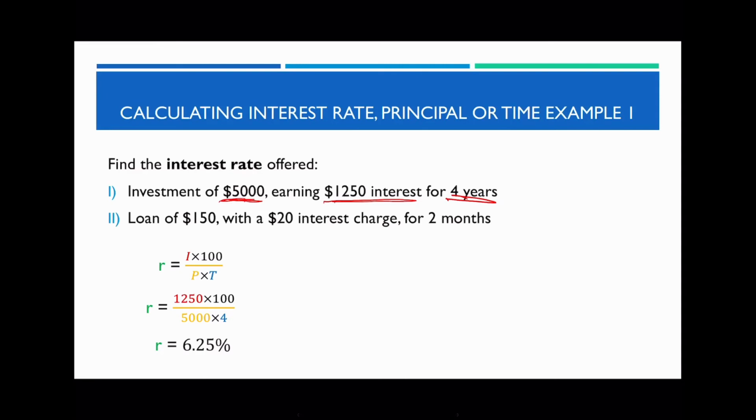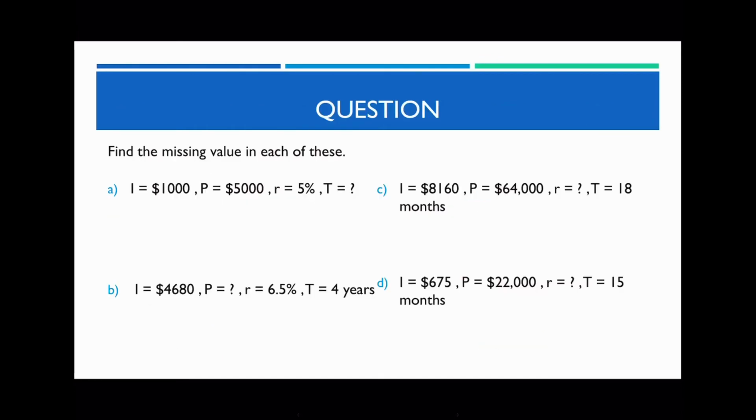For part B, this is slightly more tricky because they've given you the time period in months. Make sure you convert this to years by dividing that by 12. So in this case, use the exact same formula and you should get an answer of 80%.